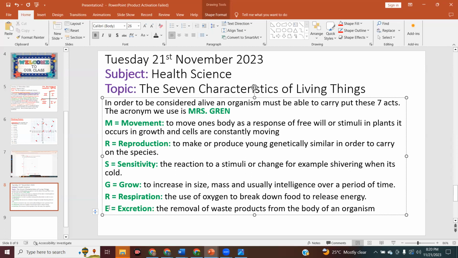So we move, we reproduce, we respond to stimuli, we grow, we respire, and we excrete. And last but not least is we what?